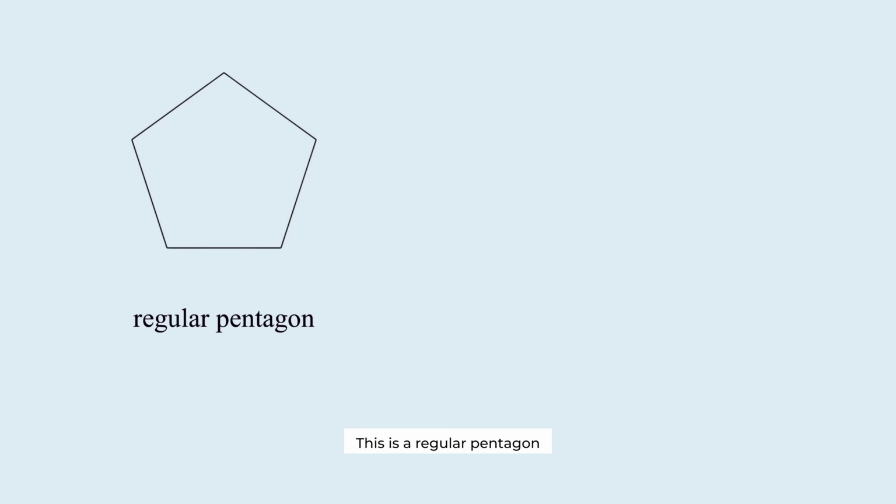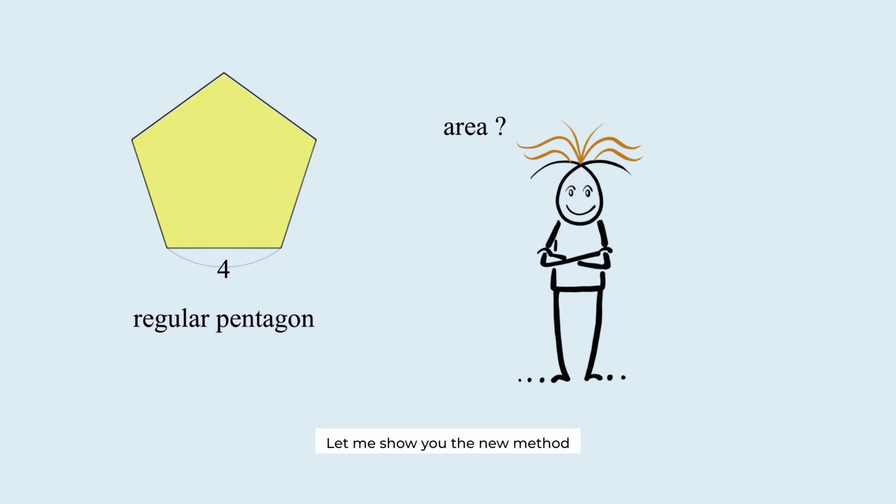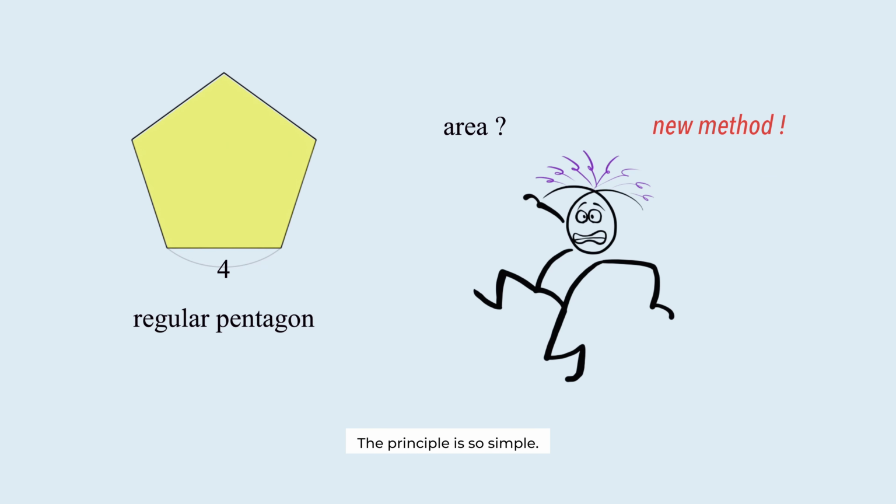This is a regular pentagon with a side length of 4. What is the area of this pentagon? Let me show you the new method I have discovered. The principle is so simple.